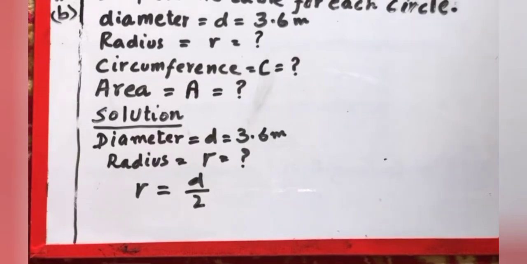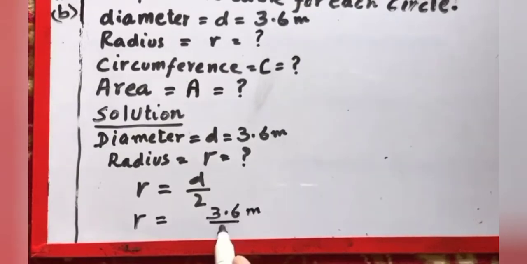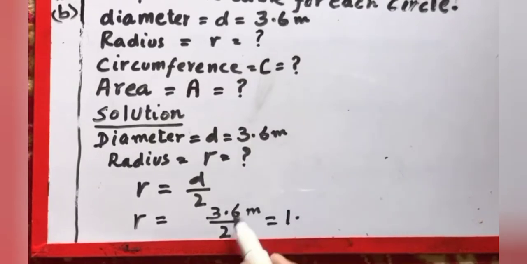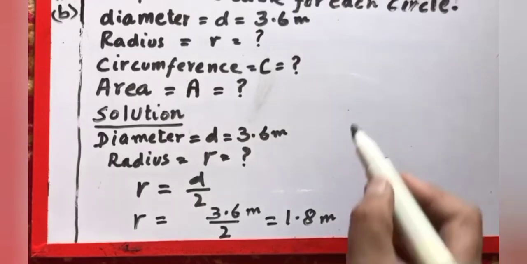By putting the values in this formula, we can easily find the radius of a circle. We have to find the radius, so we write the 2. And if we divide 3.6 by 2, we can easily find the radius. By dividing 3.6, 2 ones are 2, place the point, and 2 eights are 16. So in this way we have found the value of radius, which is 1.8 meter. By dividing 3.6 meter by 2, we have found the value of radius, which is 1.8 meter.